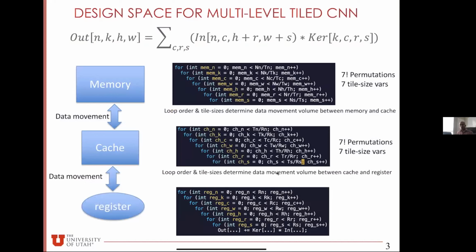So if we just look at what is the design space over which we want to find an optimized solution, where many of the tile sizes will essentially become 1 at the end. The design space, however, is explosively large when we consider that there are 7 factorial permutations at each of the tiling loops level, at each of the levels of tiling, and there are essentially 7 tile size variables at each level.